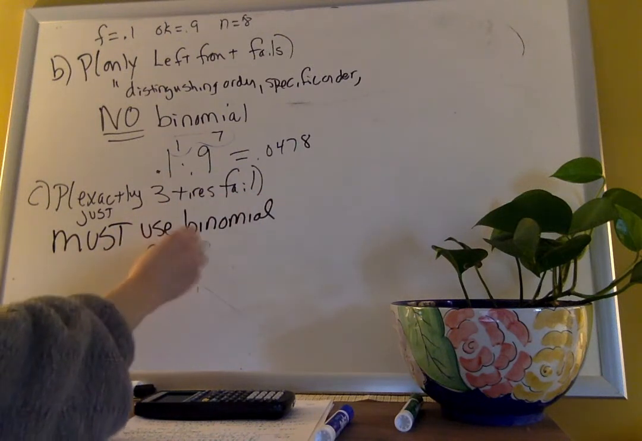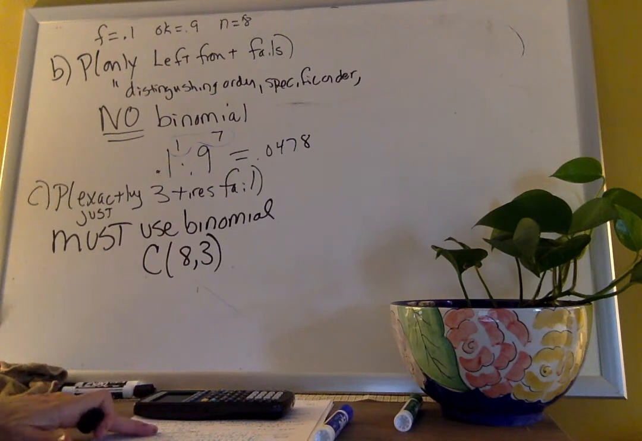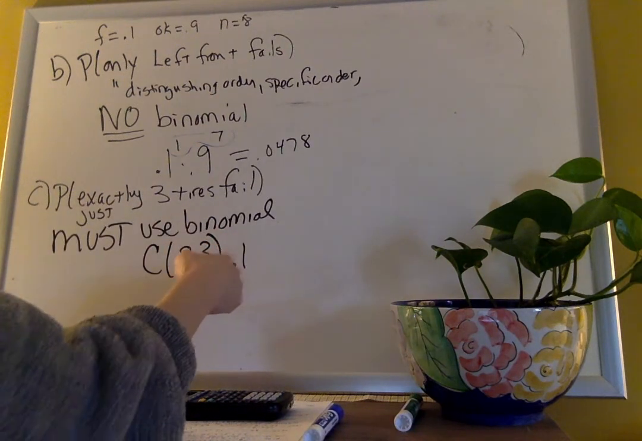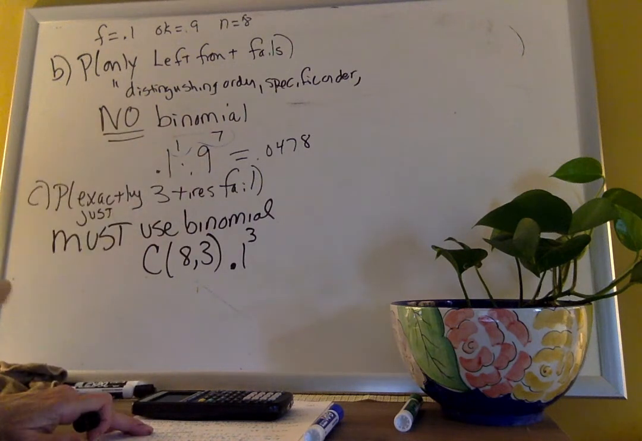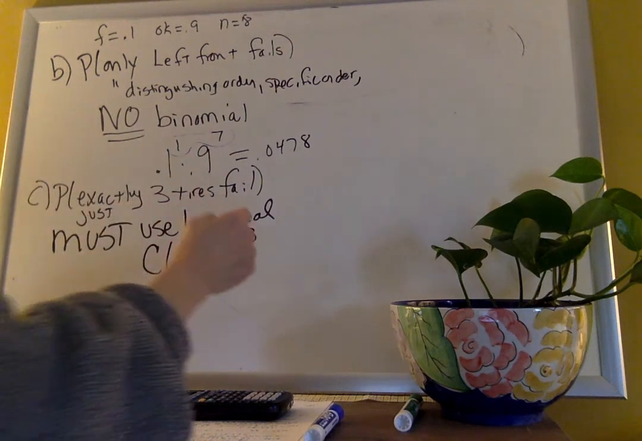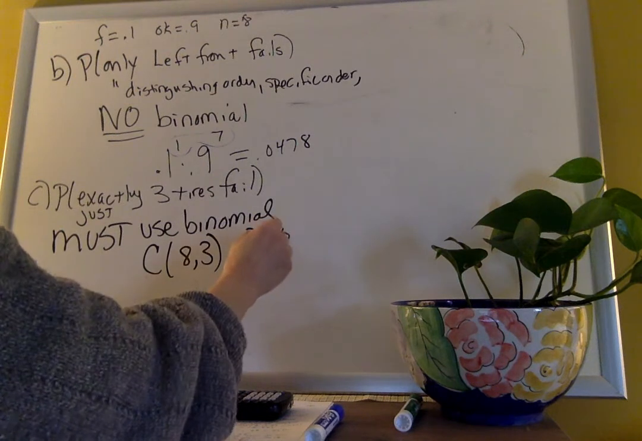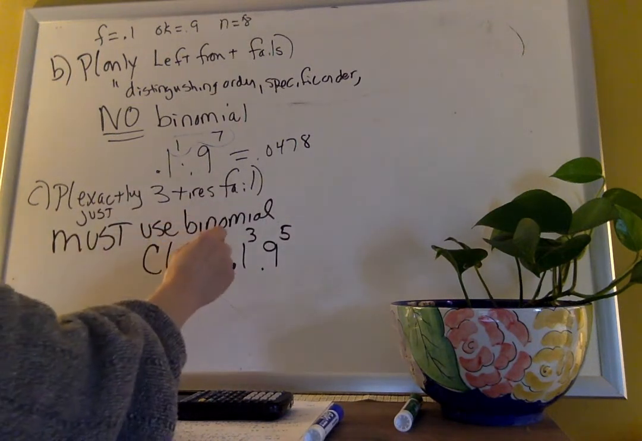Okay, out of the 8, I need to grab 3 that are going to fail. So the probability of failing is 0.1, and I know I need 3 failing. But I got to take care of all my tires, right? There's 5 other tires. Oh yeah, the other 5 were okay tires.